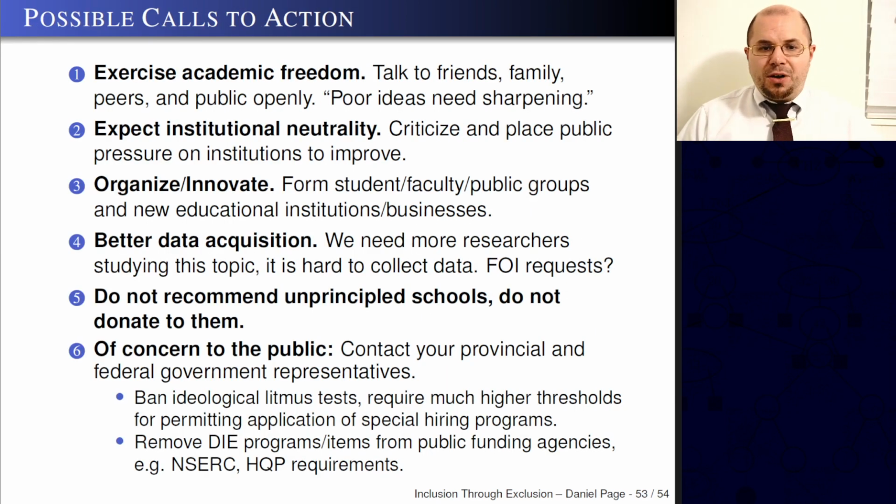So these are my possible calls to action. First, exercise academic freedom. Do not be afraid to use academic freedom. Poor ideas need sharpening. So talk to people. Expect institutional neutrality of public universities. Place pressure on them to improve. Organize and innovate. So form student, faculty, and public groups and new academic institutions and businesses. Do what I'm trying to do. Try to form new islands for academic freedom, because right now we're not in a very good place for that.